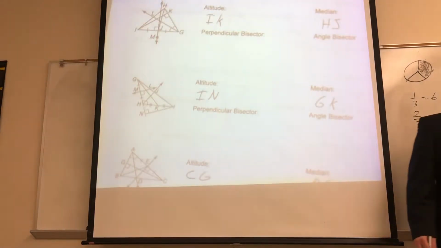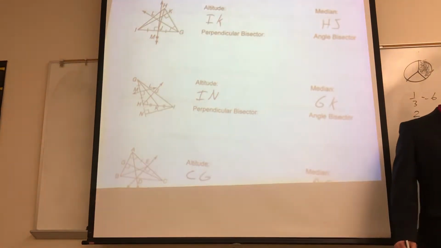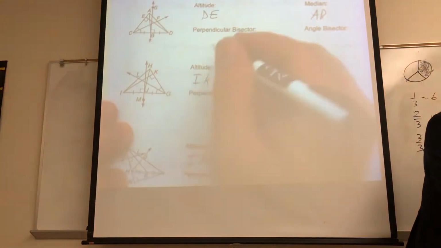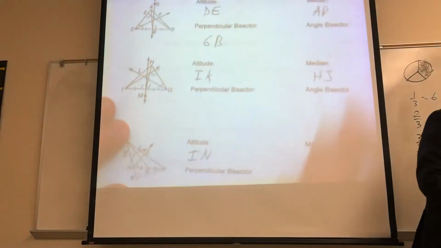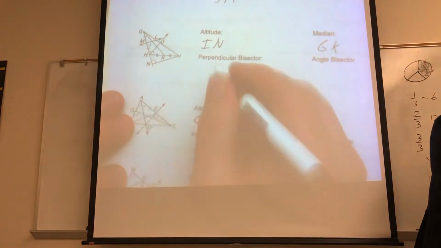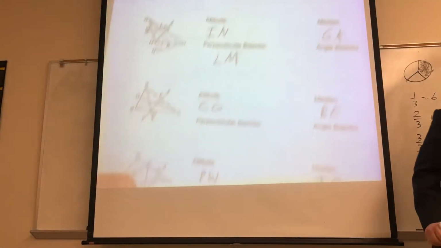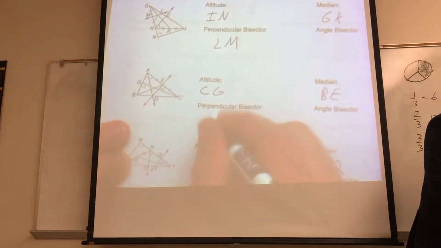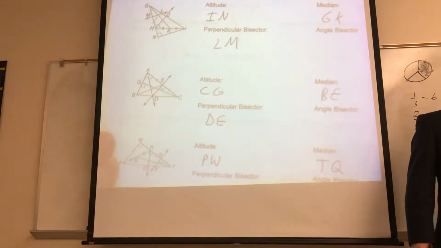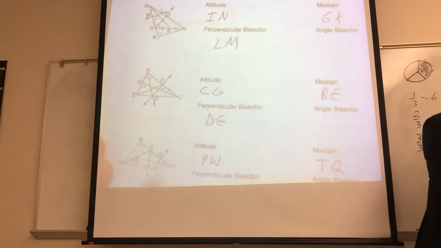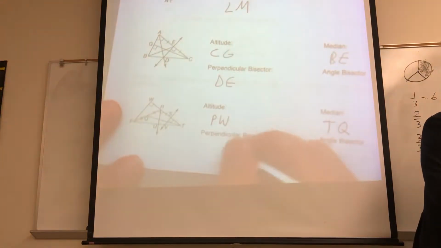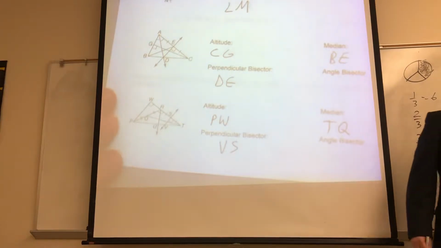The perpendicular bisector is going to be one that cuts the side in half, and it's going to do it at a 90-degree angle. So GB on the first one, JM on the second, LM on the third one. On the fourth one, we're looking at DE. And again, it goes through a weird spot. It's not going to go through the vertex. It may not even be close to the vertex. It's just perpendicular to the side, cuts the side into two equal parts. VS on that very last one.